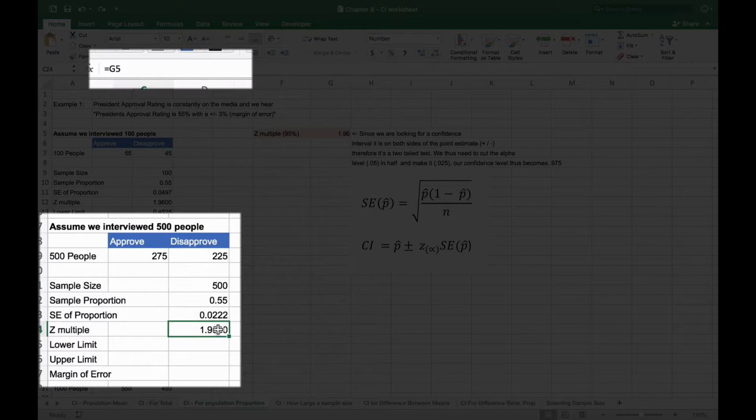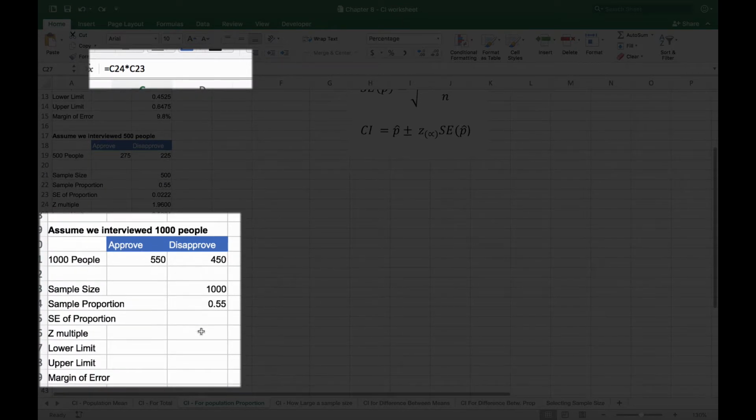We bring our z multiple, that doesn't change. And our lower limit now, as you can see, becomes the same formula, only using the new values. It's now gone as the lower limit of 0.50 to the upper limit of 0.59. So you can see that the margin of error has significantly reduced, down from 9.8% to 4.4%. So now assume that we even double that and we end up with 1,000 people. We should see this number of 4.4 really reduce in terms of our margin of error.